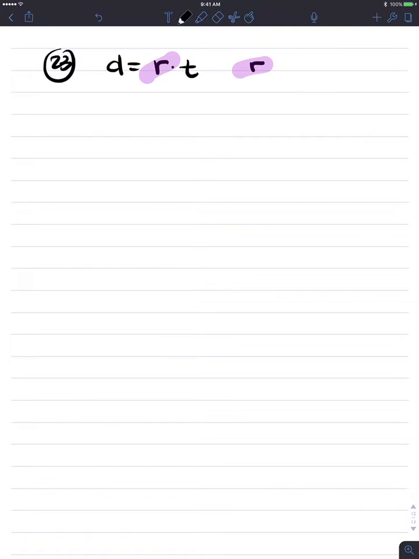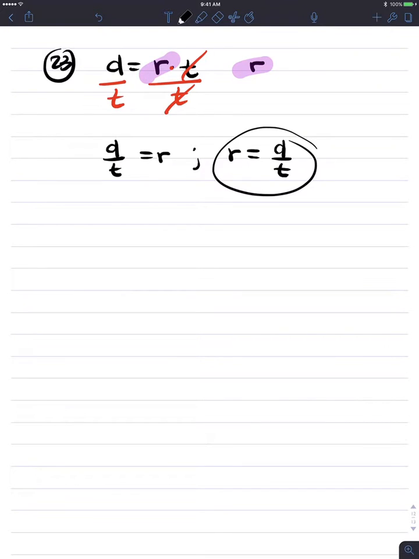Now, if we look closely at what's happening to r, we have this t being multiplied to it. So we have to undo the multiplication by using division for both sides. You're going to divide both sides by that letter so that we get cancellation. You end up with d over t being r, or simply r is d over t. And you're done.